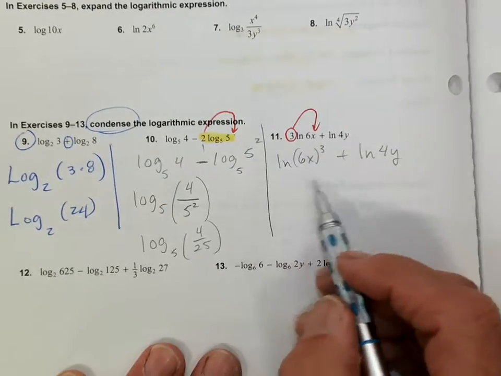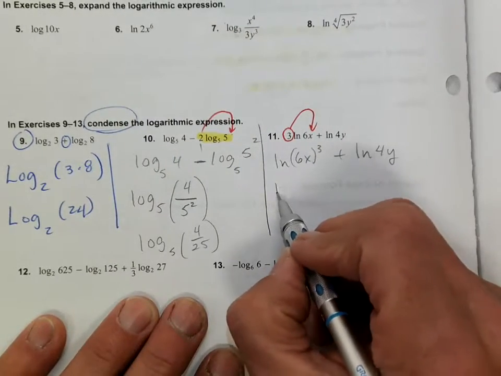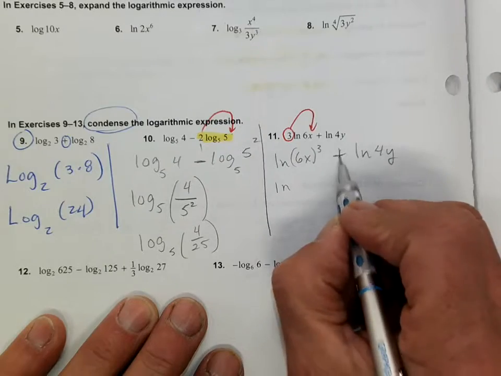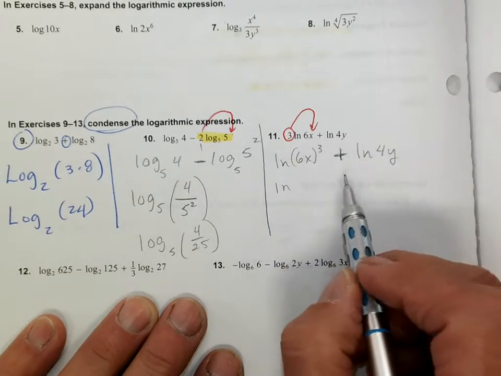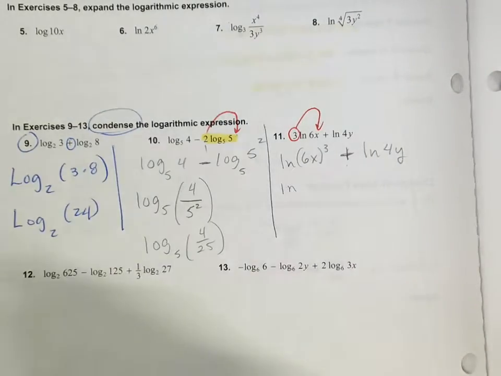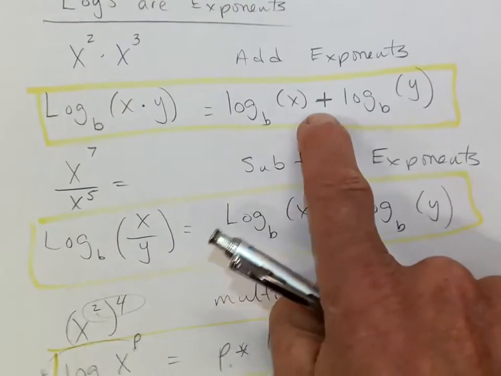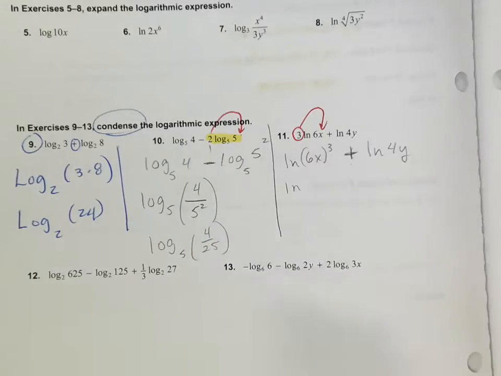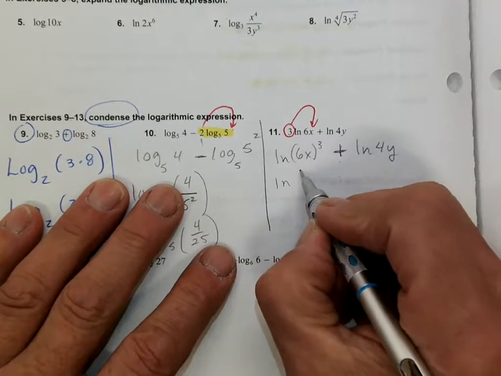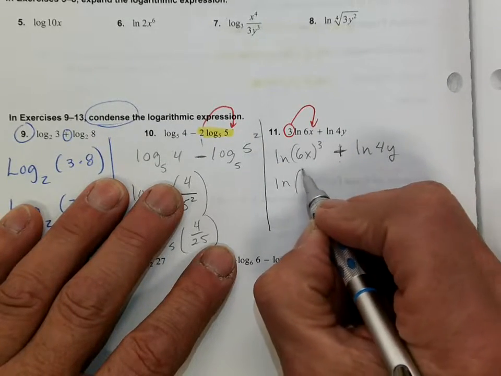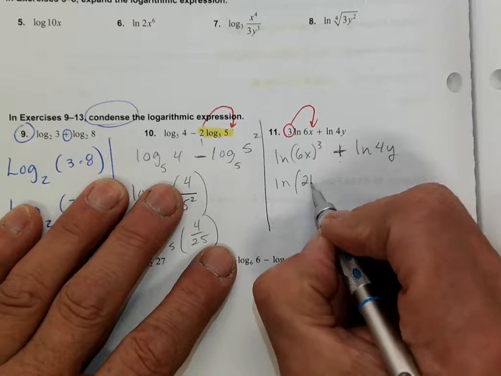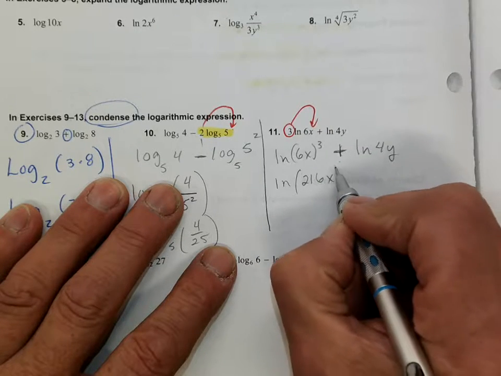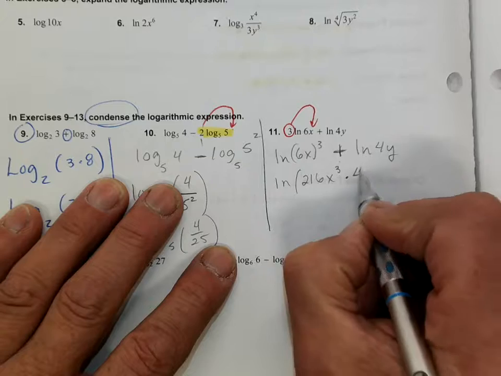Now, what am I going to do? Well, I'm going to rewrite this as ln of, plus. What am I going to do with plus? Let's see what my rules say. My rule says if I add them, it came from a times. So if I'm adding them, I can put them back times. So let's rewrite this as 6x cubed, or how about 216 x cubed times 4y.